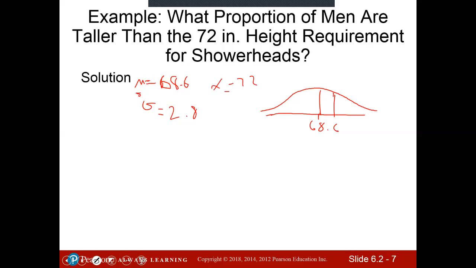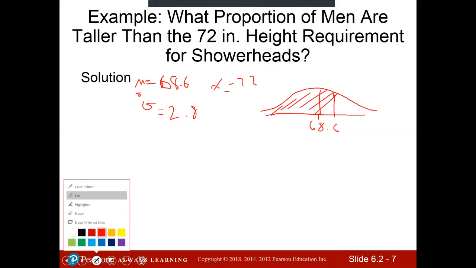We know the table gives me the area to the left of that. So let me use a different color. I want to find the area at 72. Erase this. Okay, pick that pen again. All right, I want it's 68.